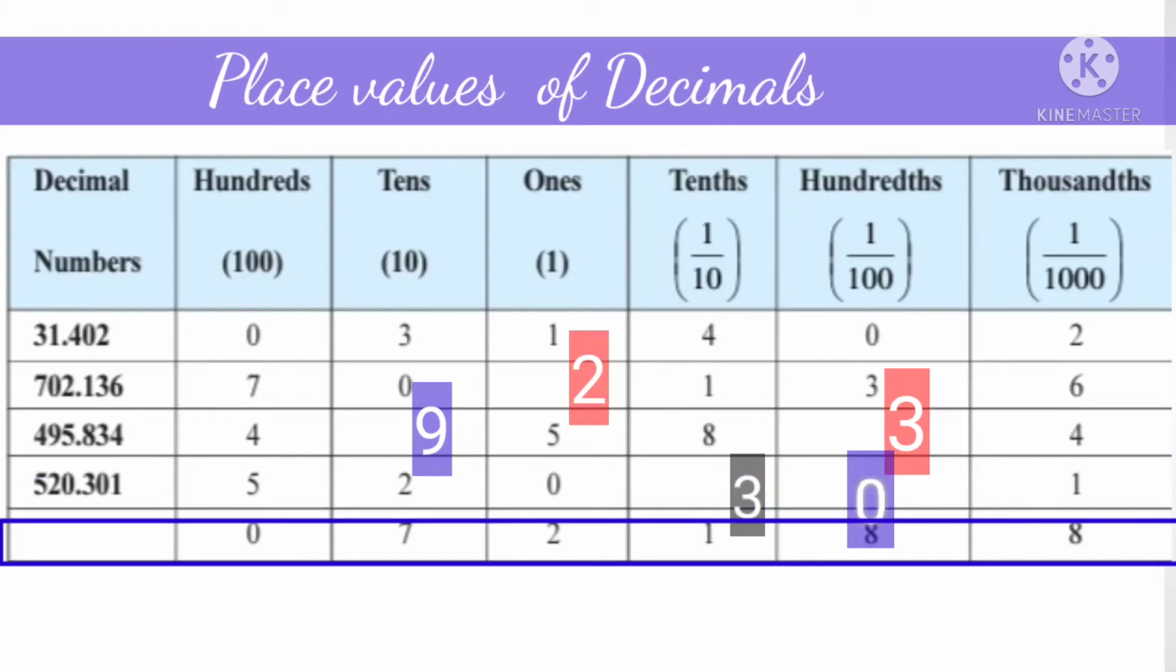In the last one, in hundreds place 0 is there, and in tens place 7 is there. In ones place 2 is there, in 1 by 10th place 1 is there, in 1 by hundreds place 8 is there, and in 1 by thousands place 8 again is there. So we have to write the decimal. The decimal is 72 because 0 has no value. 72.188. So these are the decimal place values.